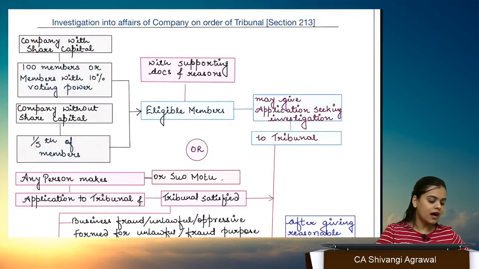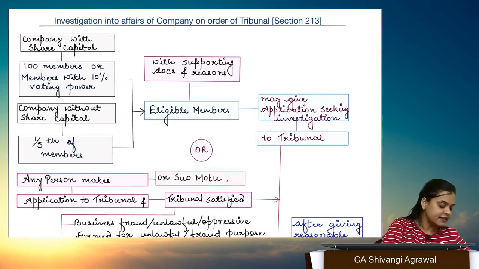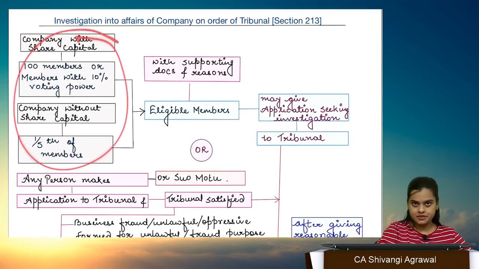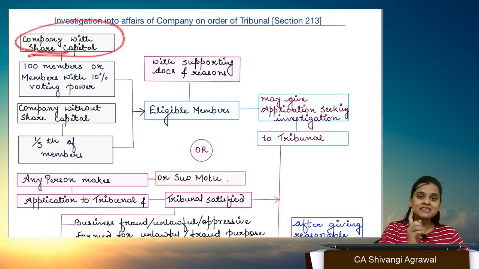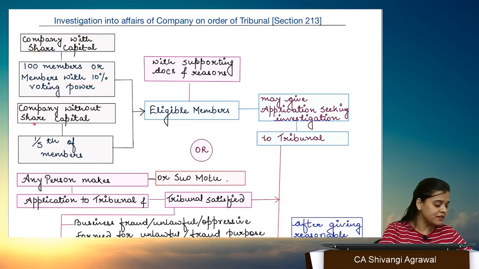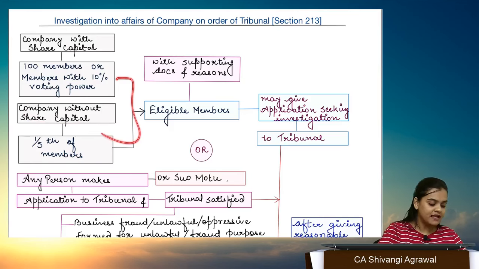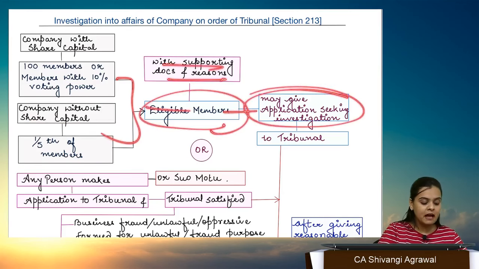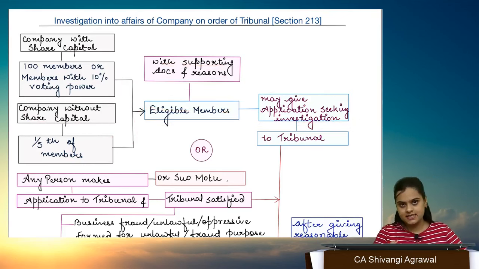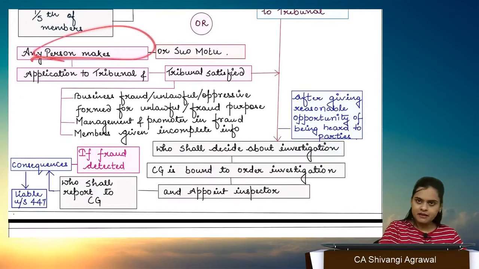Now, section 213, where who can make an application to NCLT? Either the members or any person. Which members? If the company has share capital, then at least 100 members or members with 10% voting power. If the company doesn't have share capital, then 1/5 of the members. They become the eligible members with supporting documents and reasons. They can make applications seeking investigation to the tribunal. Or any other person can make an application.